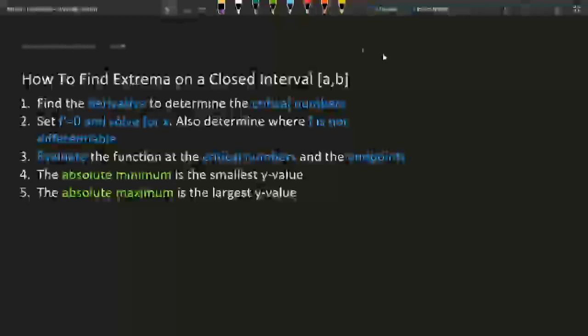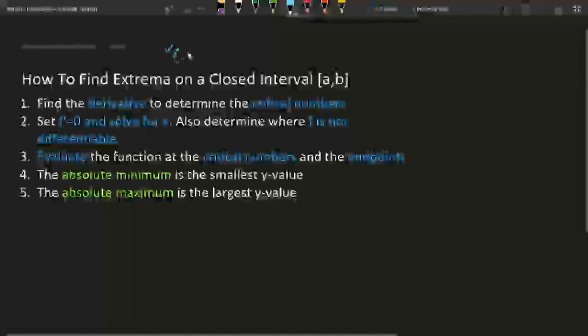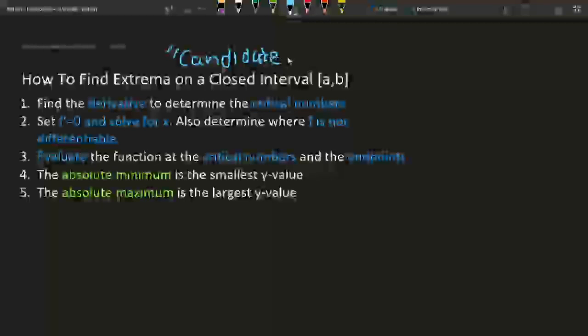In this video, you will learn how to find extrema on a closed interval, such as a to b. This is also known as the candidates test. And it can be broken down into 5 primary steps.